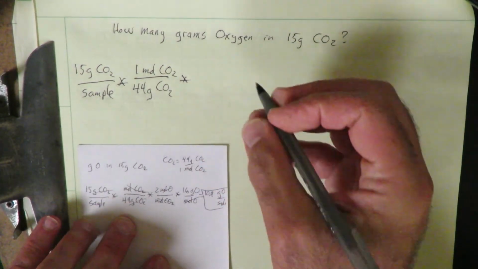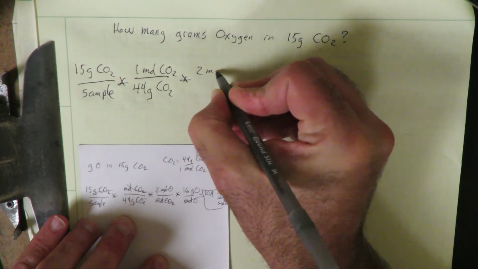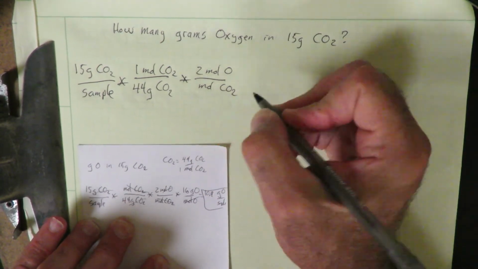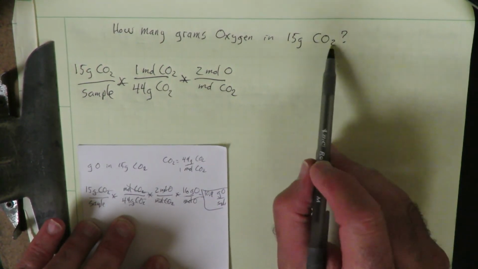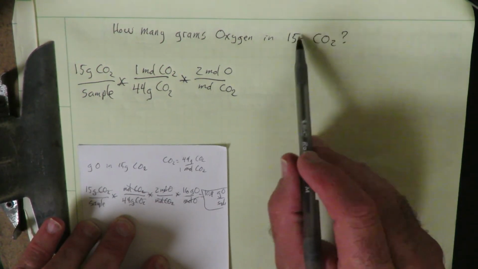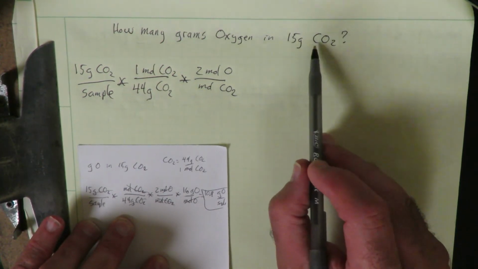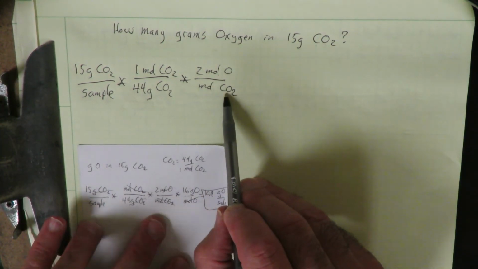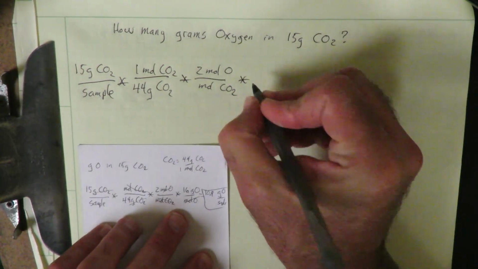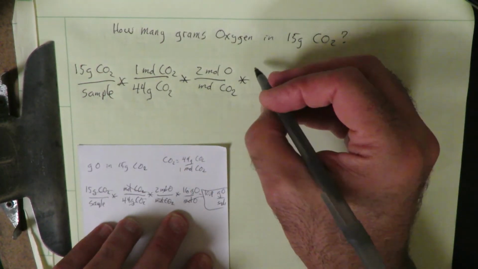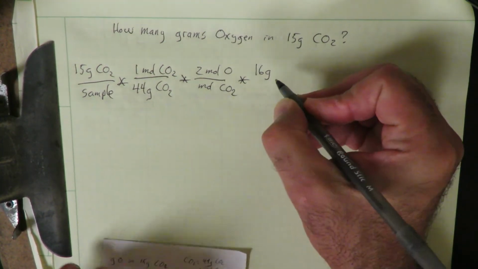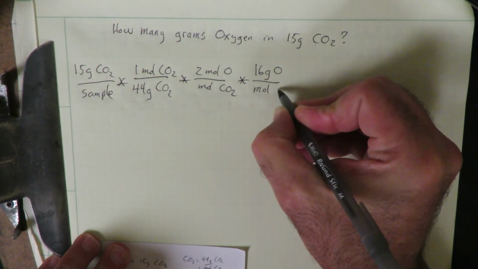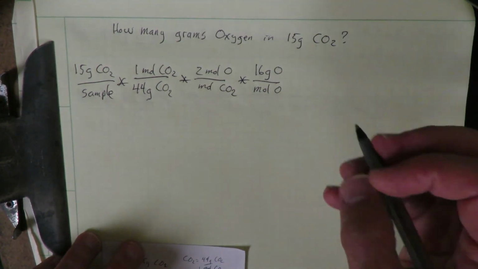Next, we're going to go with 2 moles of oxygen in each mole of CO2. So C1 carbon, 2 oxygen. So if we have 1 mole of this stuff, we're going to have 2 moles of oxygen in 1 mole of CO2. So 2 moles of oxygen per 1 mole of carbon dioxide. Next, we go with grams, because we want to know how many grams of oxygen. So there's 16 grams of oxygen per mole of oxygen. And we're good to go.